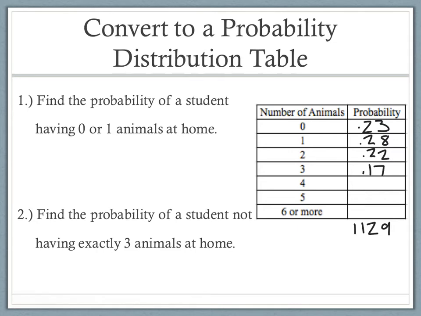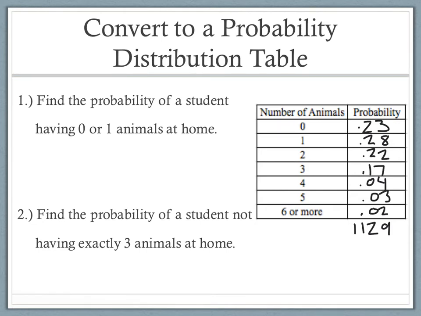Next one is 50 divided by 1,129, and we get 0.04. Our next one will be 37 divided by 1,129, and we get 0.03. And one more, that was 22 divided by 1,129, and we get 0.02.